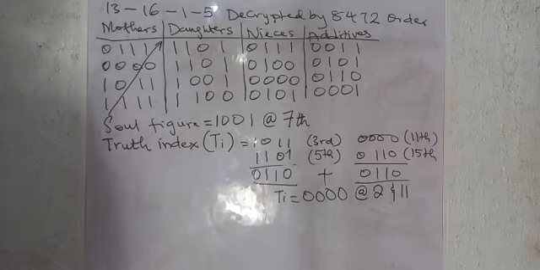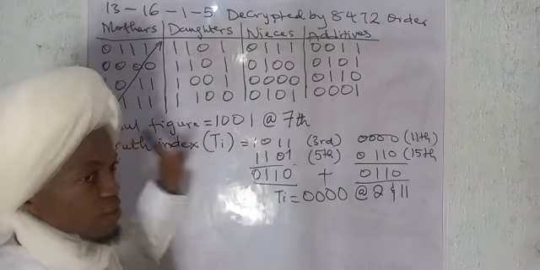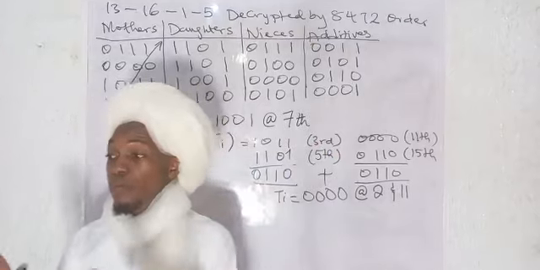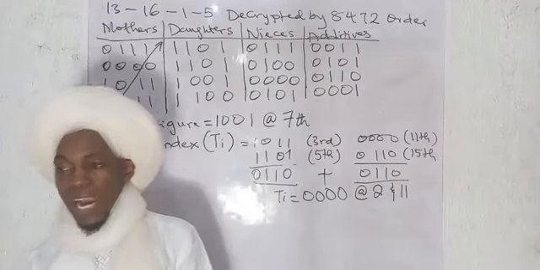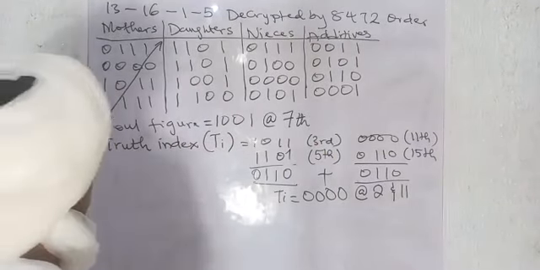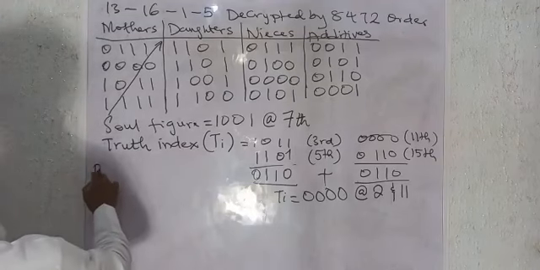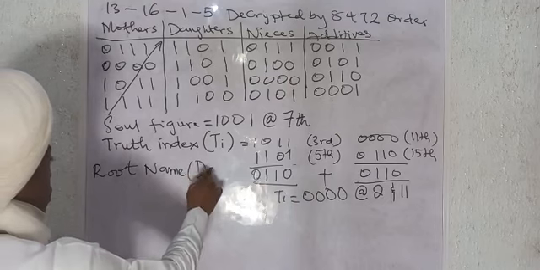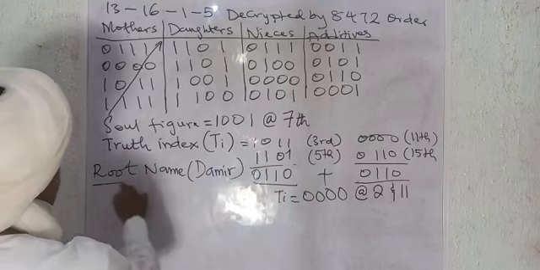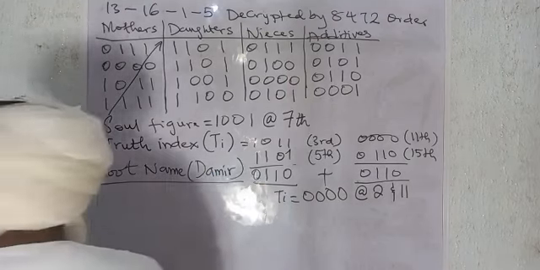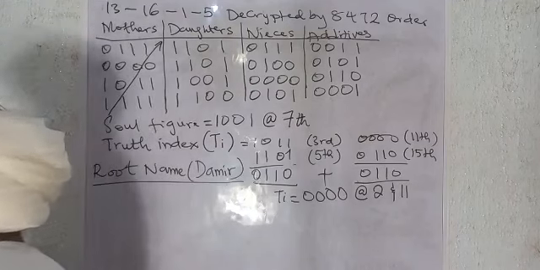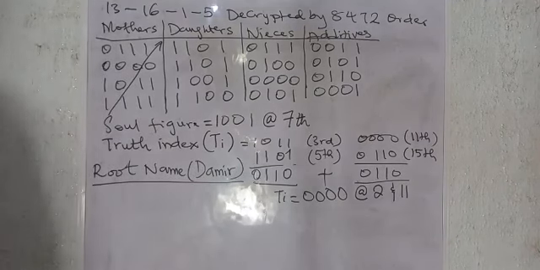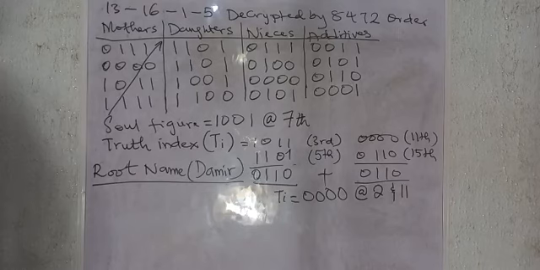Now, how do I verify that these people actually came for financial issue? I need to search for what we call the root name, the domain. So I need to find the domain in order to be sure that they actually came for financial issue. Are you following?